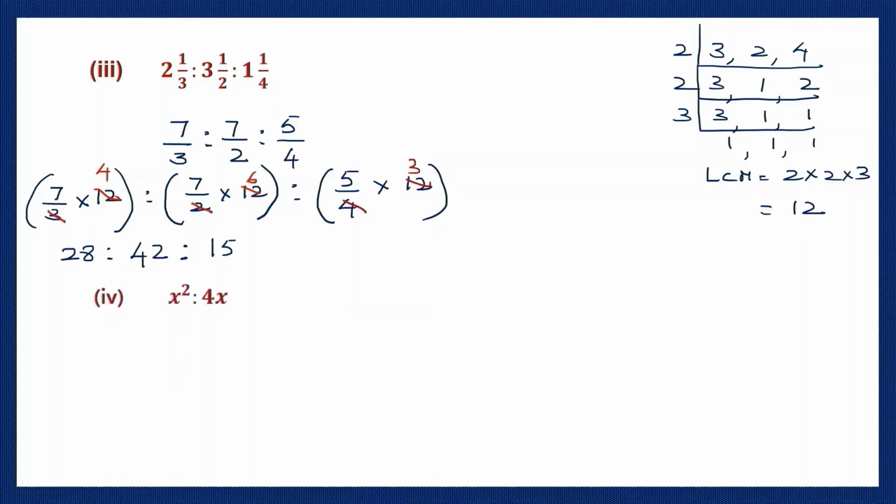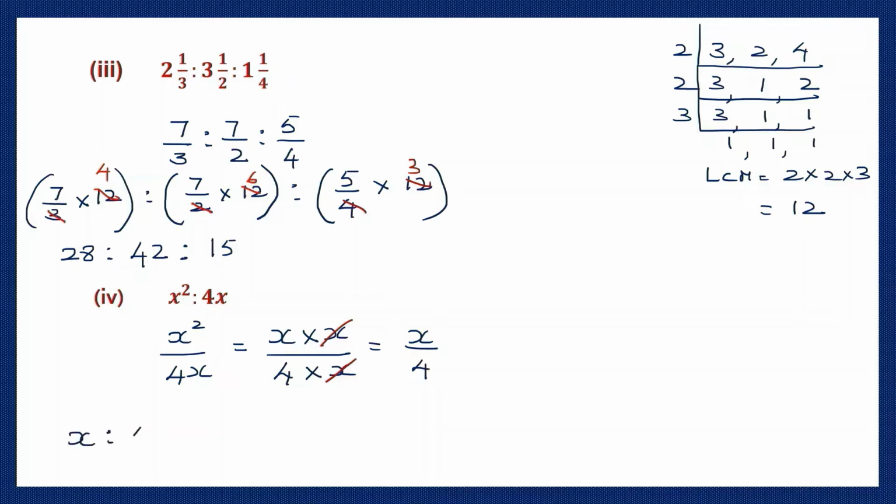The next question. x square is to 4x. First step is we write it as a fraction. So x square divided by 4x. Now what is x square? x into x. And 4x is 4 into x. So let's cancel what we can. I can cancel 1x there and 1x here. So what is remaining is x by 4, which I can write as a ratio x is to 4. So this is my answer for this question.